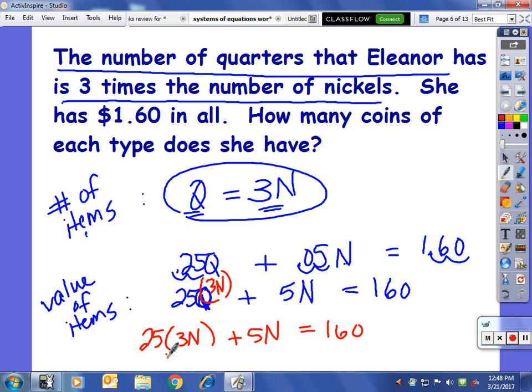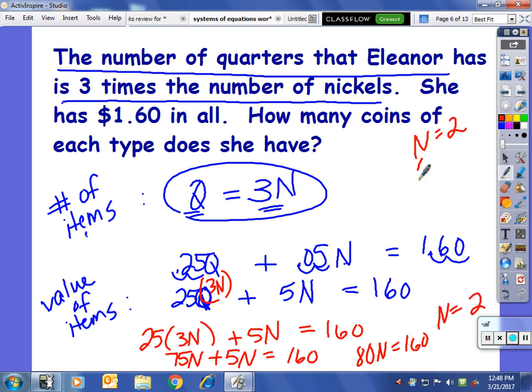What's 25 times 3n? 75n plus 5n equals 160. 80n equals 160. What's the nickel number? 2. So I know now that she has 2 nickels. I still have to figure out her quarter number. I would use this equation. Super easy. Use this one. 6. She has 3 times as many quarters as nickels, so that would give her 6 quarters. That should be my correct answer.